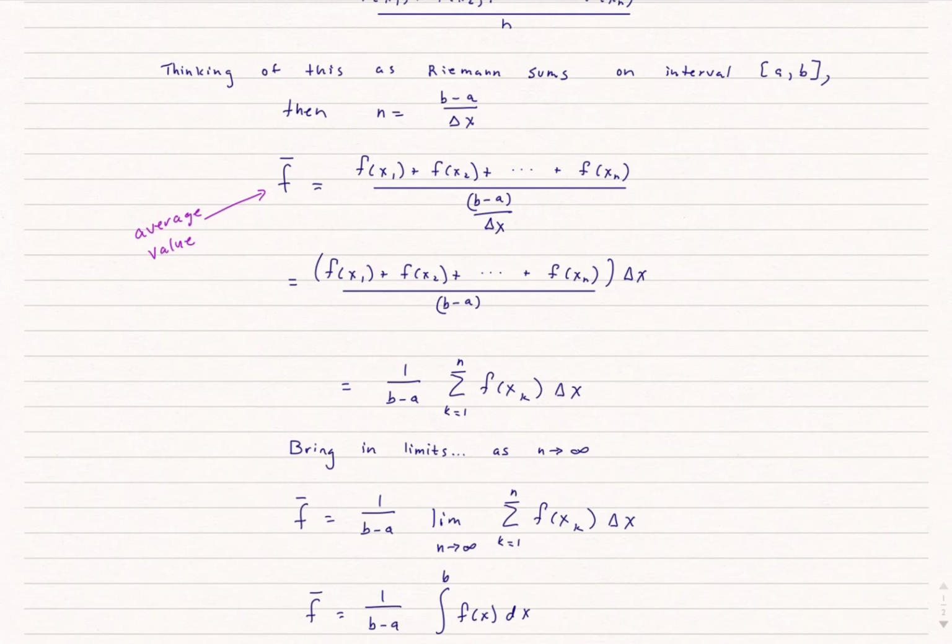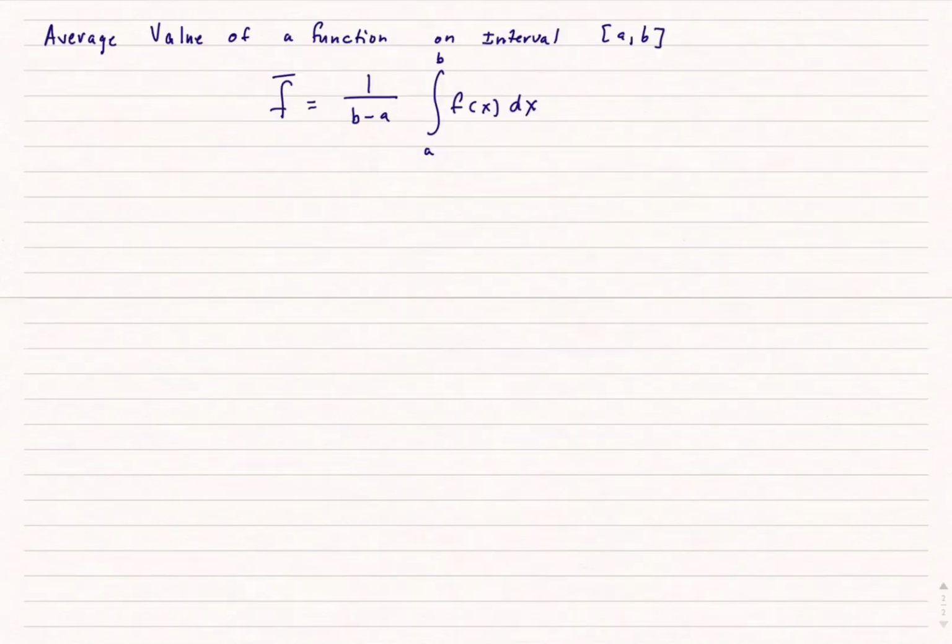When I do that, I can rewrite this expression as f bar is equal to 1 over b minus a times the integral from a to b of f of x dx. So I can now use this generally. My average value of a function on an interval a to b is f bar equals 1 over b minus a times the integral from a to b of f of x dx. This is assuming f of x is integrable over the interval a to b.